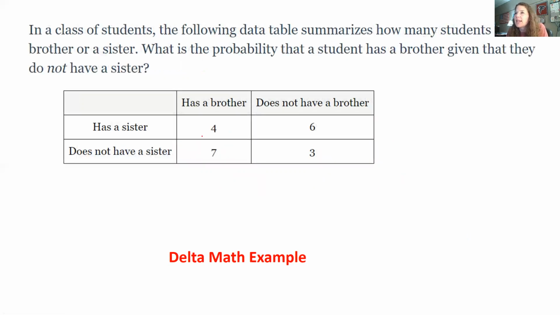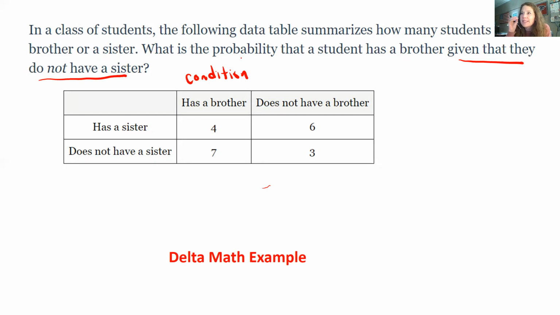We would, like I said, write in those totals. All right. So how many students have a brother or a sister? What is the probability that a student has a brother given that they do not have a sister? All right. So that is a condition. So this is one, they have their wording really kind of strange. That's why I wanted to point it out to you.